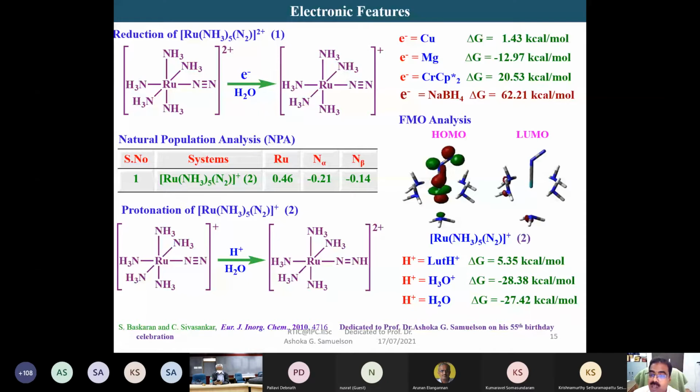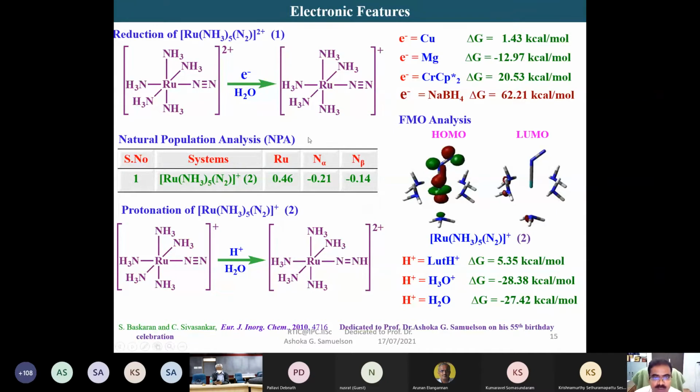the metal center. And also here you can see the coordination number of ruthenium in this case is saturated. That means the maximum of 6 is reached. So addition of a proton on the metal center is less viable. We checked all the things by computational methods, but the most viable pathway is adding a proton to the dinitrogen.